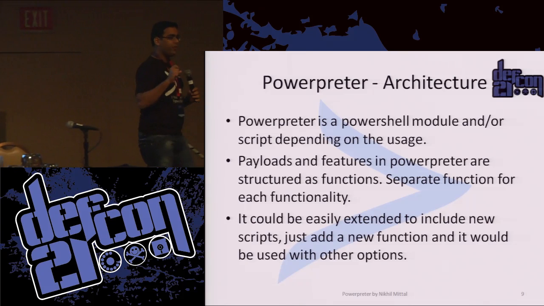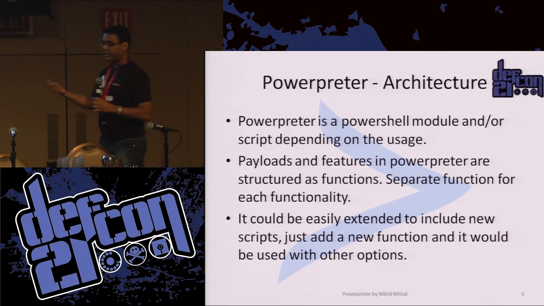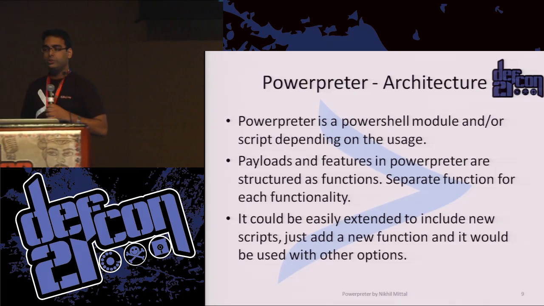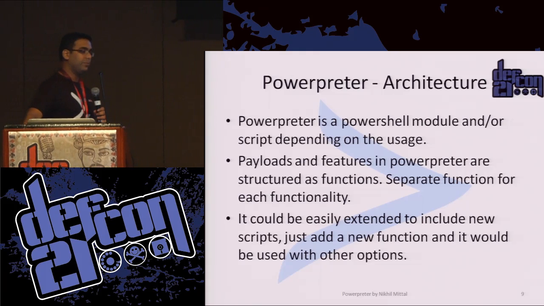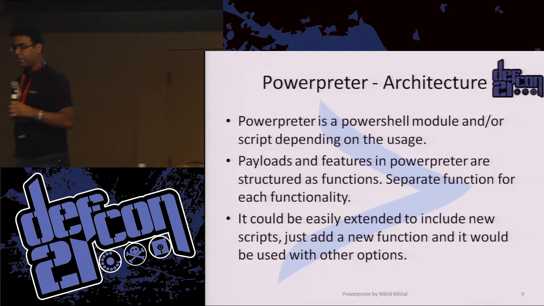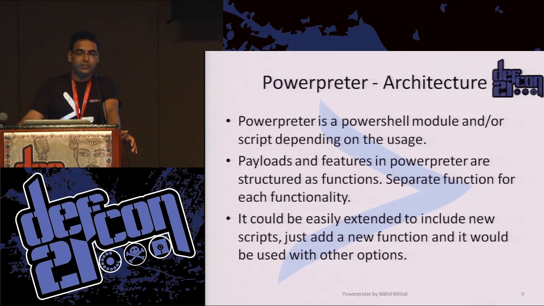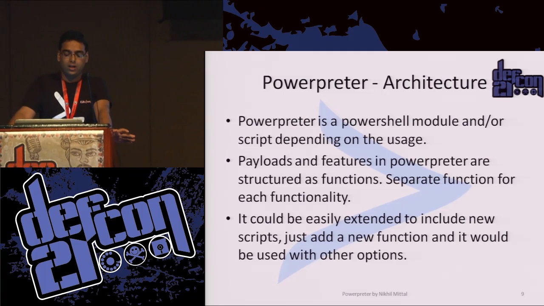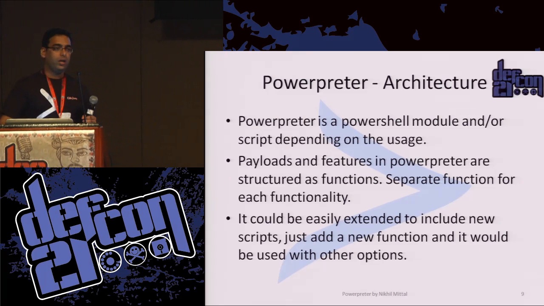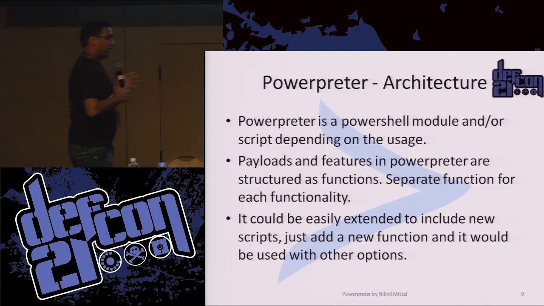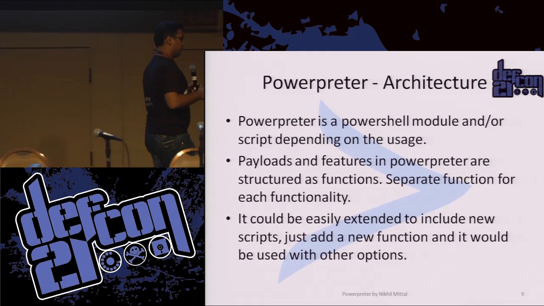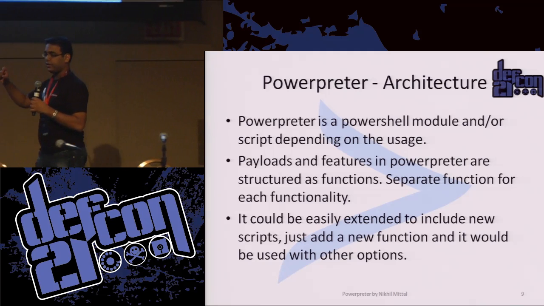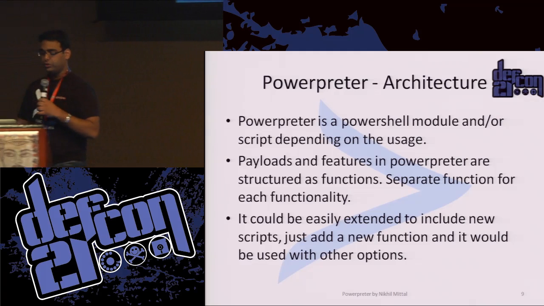So how PowerPreter is designed is, if you rename a file to ps1, which is the default extension for PowerShell scripts, it could be used as a PowerShell script. And if you rename it as psm1, then it's a PowerShell module. Payloads and features are all divided into different functions. Each function represents a different functionality. So if you have some code which you want to include with PowerPreter, so that its helper functionalities could be used, for example, persistence, pivoting, etc., then you can just write a new function, copy it into your PowerShell module, and you're good to go.